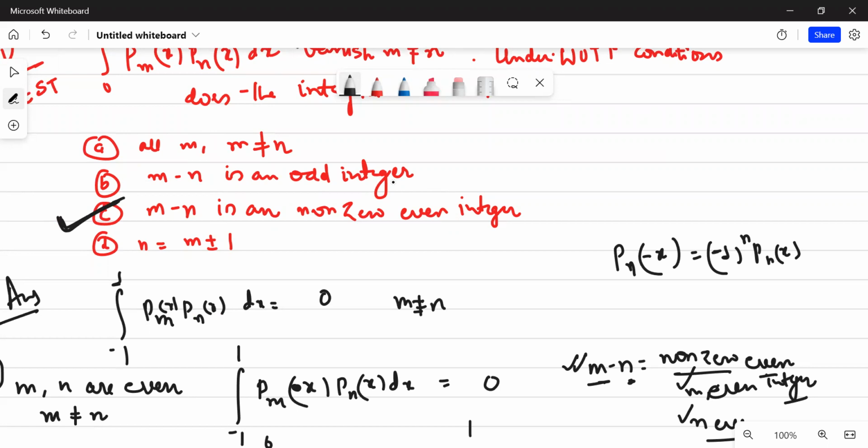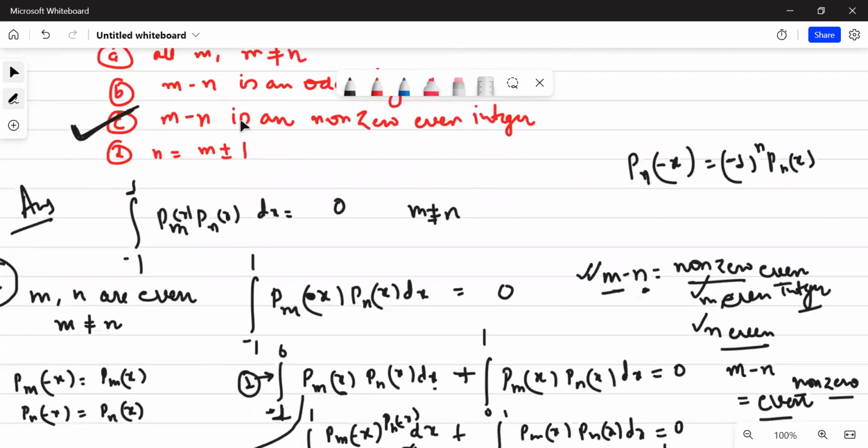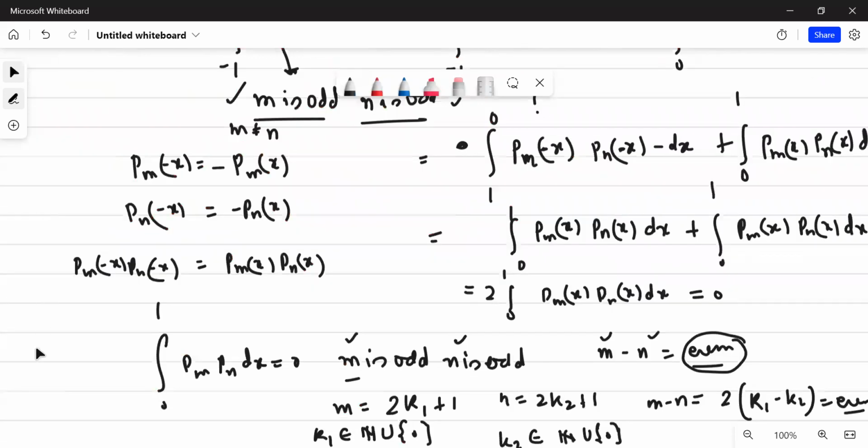Now, what if m minus n is an odd integer? This is something that we've already proven. Now you can take some values to reject other options.